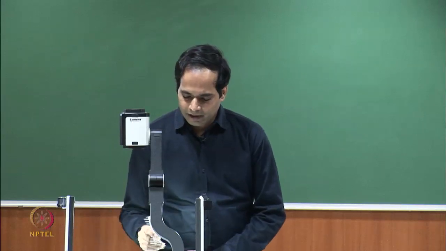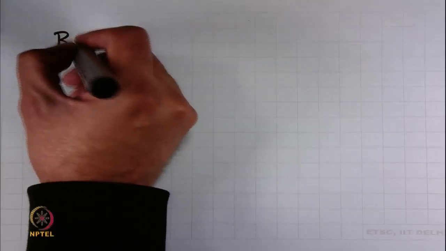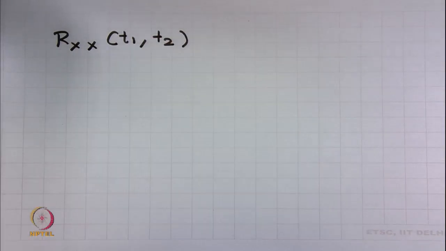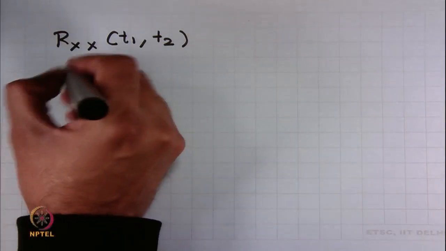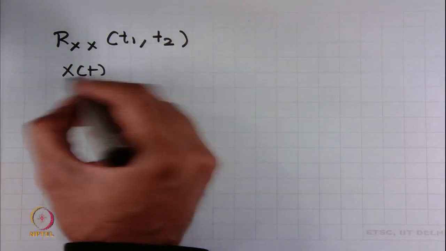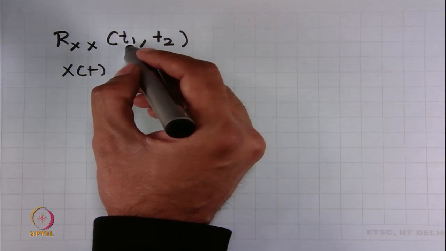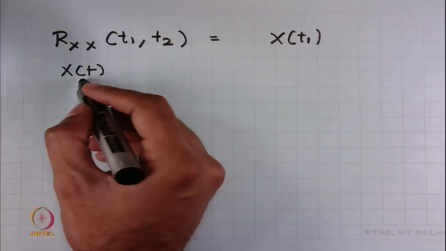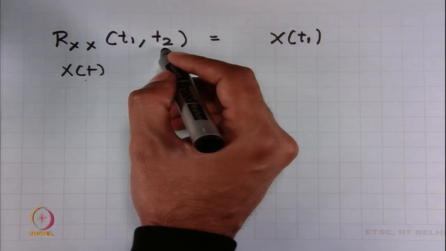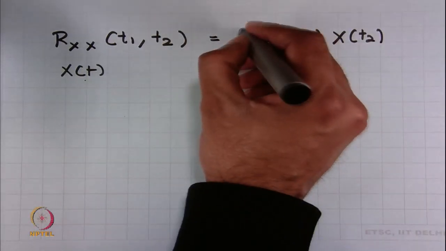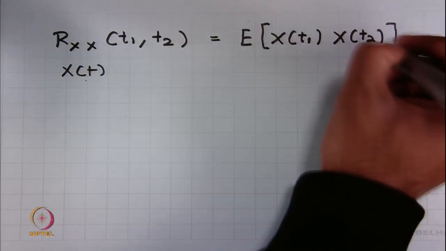Good. So, let us now define correlation in the case of random processes. So, let me first explain the notation. Here I have a random process X(t). So, X represents the random process X(t). I sample this random process X(t) at time instant t1. I get a random variable X(t1). I sample this random process at time instance t2. I get a random variable X(t2), and I then find the expectation of the product of these two random variables.